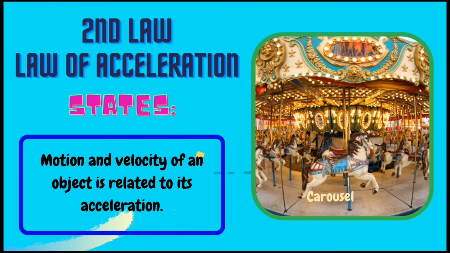2. Motion and velocity of an object is related to its acceleration. The velocity of an object includes its speed and its direction. Acceleration is the change in velocity. So changing the speed and/or the direction of an object is an acceleration. Example, in a carousel, the children feel an acceleration because their direction is constantly changing as they spin.